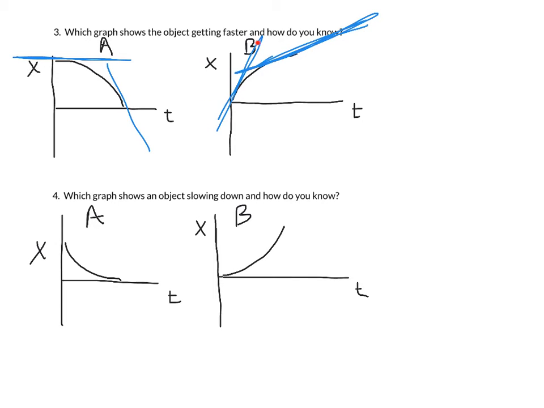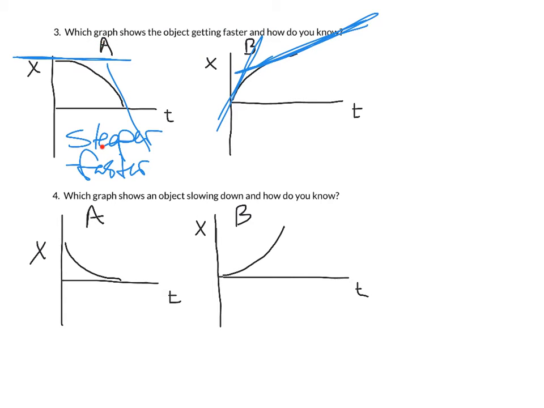This one, pretty steep at the beginning. And at the end, it's not very steep. Not very steep at all. So this one's getting less steep. This one's getting steeper. So if we have one here that's getting steeper, what does that mean? Steeper means faster. Right? Are y'all following? So, which graph shows the object getting faster?